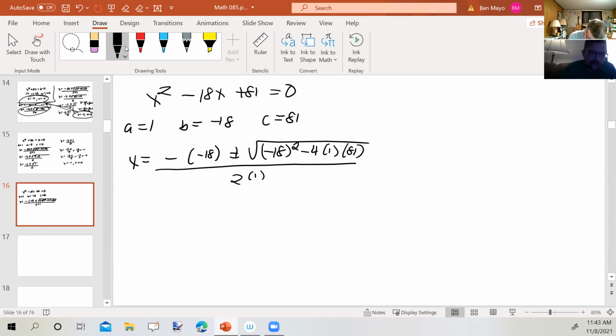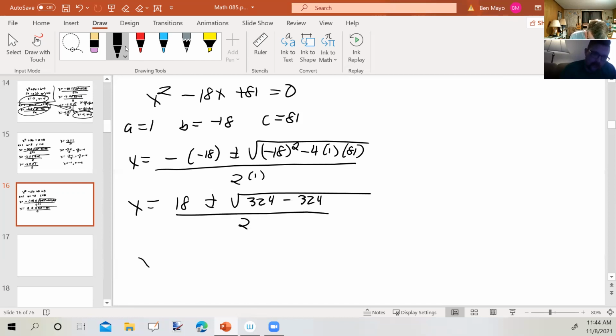Anyway, x is 18 plus or minus the square root of negative 18 times negative 18, which is 324, minus 4 times 1 times 81, which is 324, all over 2. So x equals 18 plus or minus the square root of 0, all over 2. Well, 18 plus 0 is 18, and 18 minus 0 is 18.